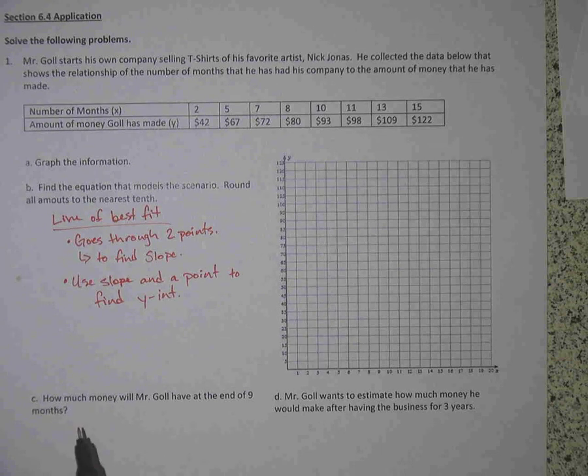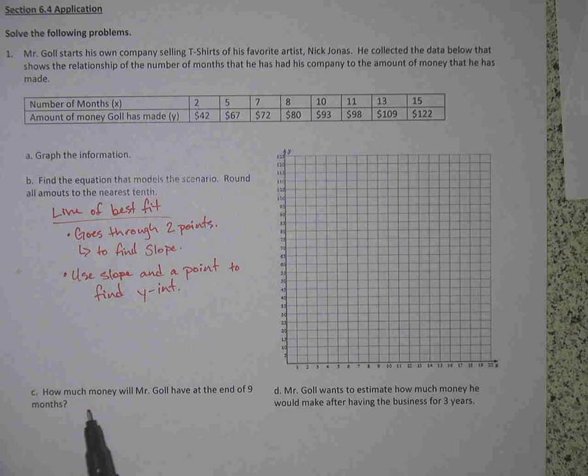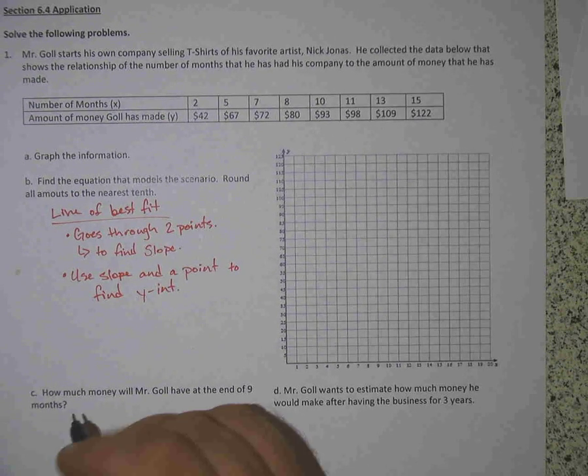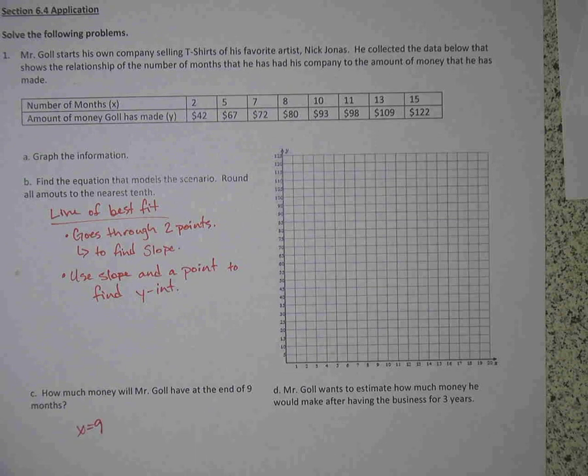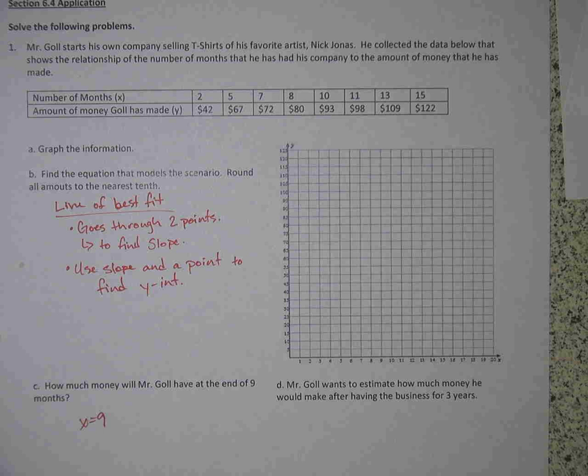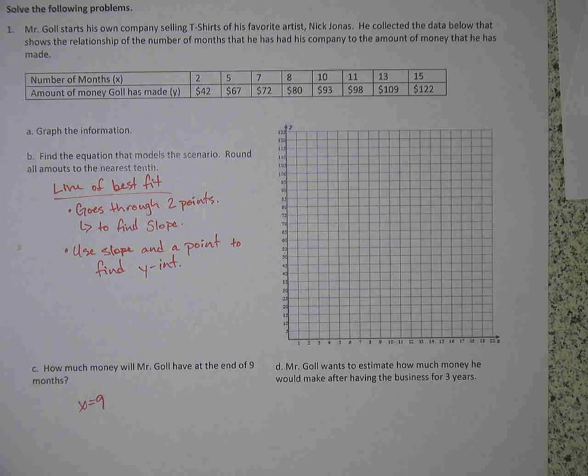So then the next part says, part C, how much money will Mr. Gaul have at the end of 9 months? So for that, you're just going to say x equals 9. Okay, so 9 months on that part of the problem.